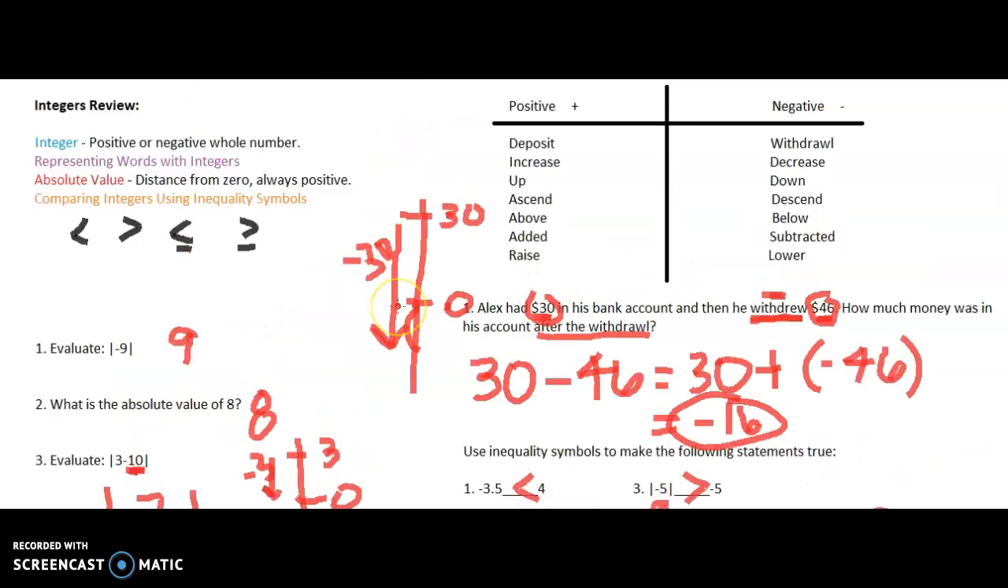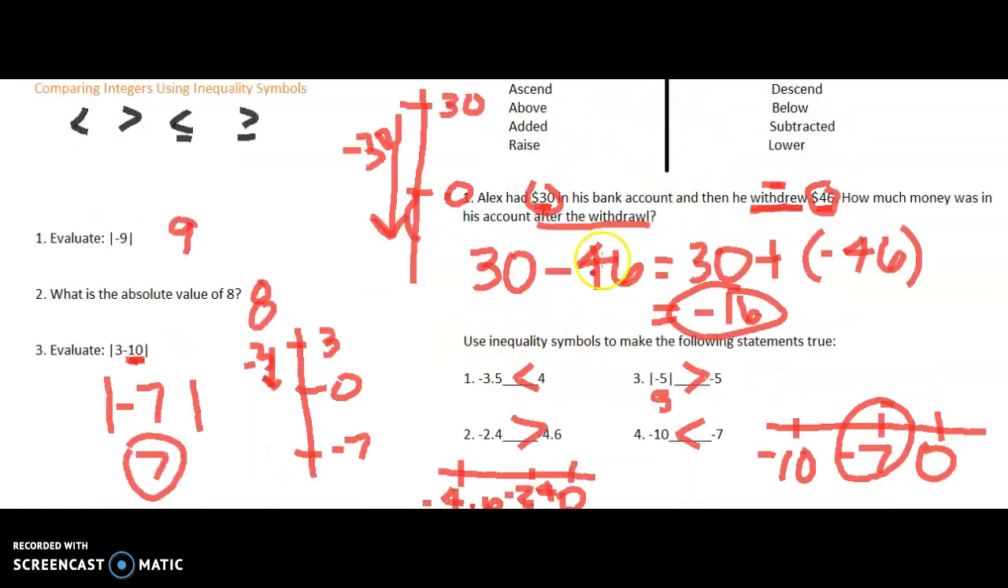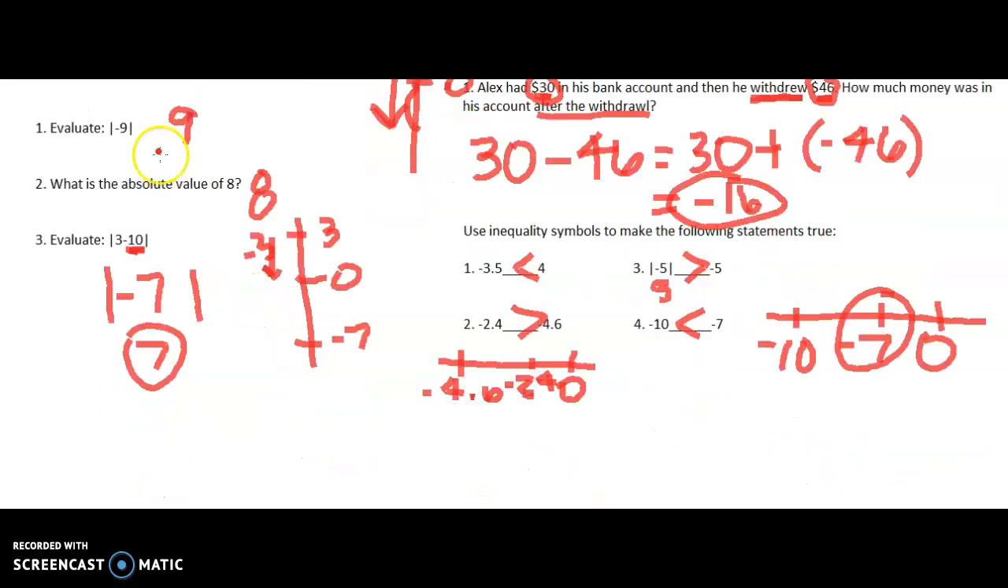So those are most of the things to go over with integers: what words represent those positives and negatives, how to write the number sentence. You can use your additive inverse to figure out what would be left over. Absolute values, distance from 0, and then using our inequality symbols to make these statements true, comparing those integers.